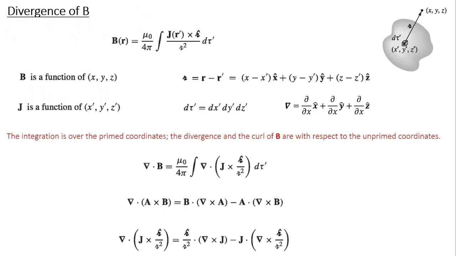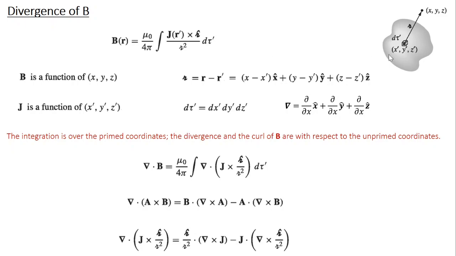Moving on to divergence of magnetic field, assume that you have a three-dimensional region filled with volume current density J, and at a reference point which is at a distance r from this given volume, what is the magnetic field? We know how to determine the strength of the magnetic field using Biot-Savart law. Which says that B of r equal to mu naught over 4 pi integral J cross r cap by r square d tau prime.